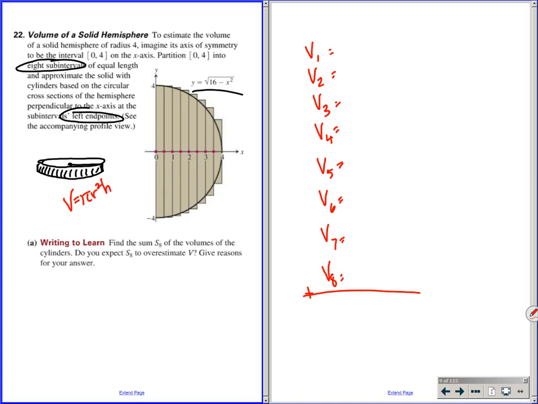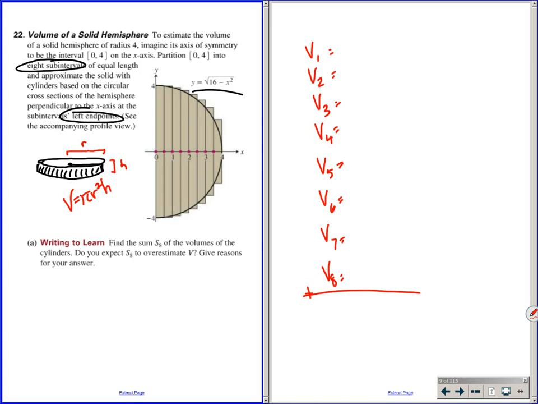So we have pi r squared h. What's changing for each and every one? The radius is changing because 4 is only for this one. Doesn't the radius change every single time? What else is changing? Radius is this guy, right? And isn't that getting shorter? But what's not changing? The depth.